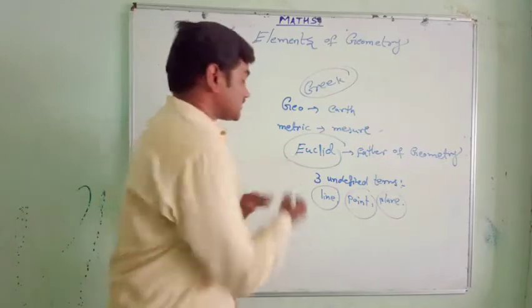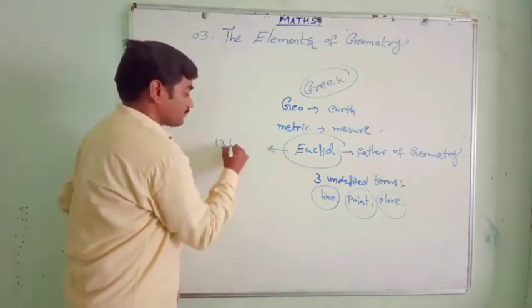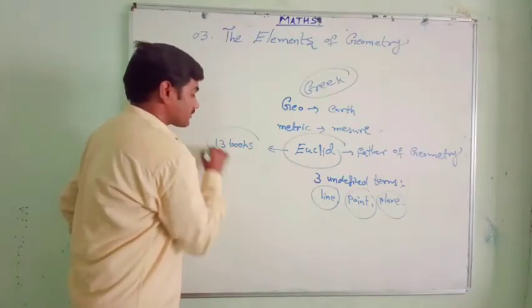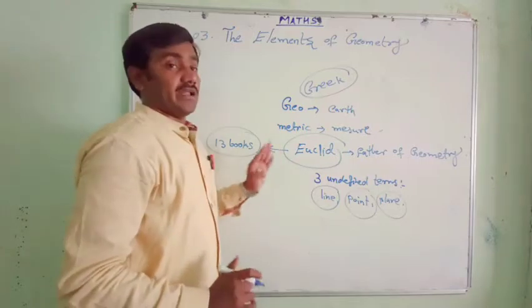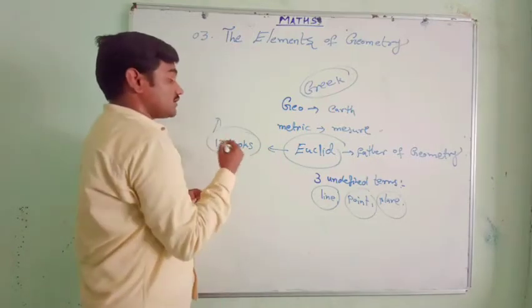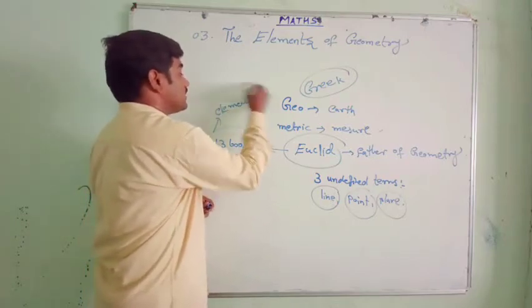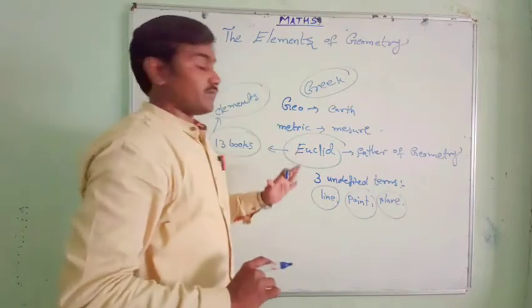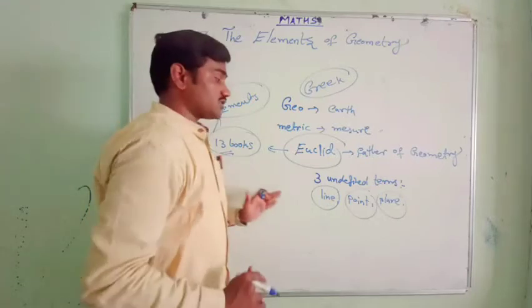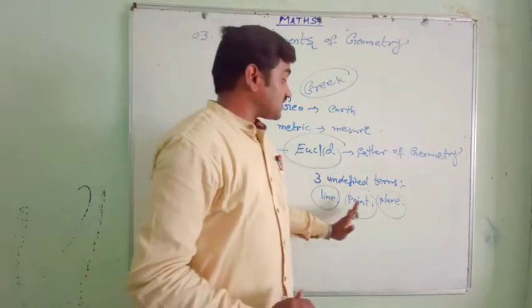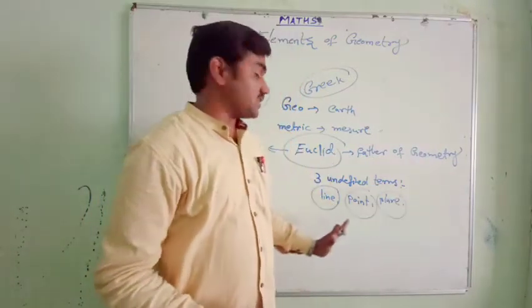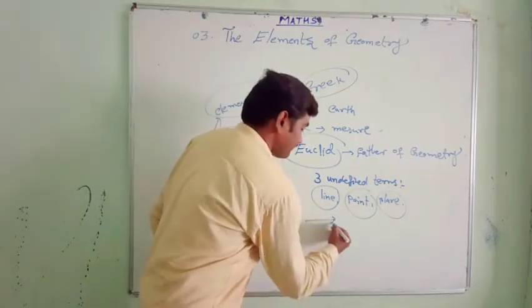This Euclid has written 13 books on Euclid's Elements, based on geometry. How many books has he written? 13 books.